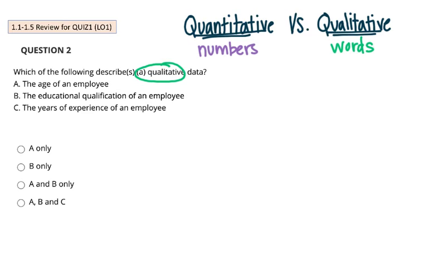Well, look at the first one. Age is a number, so it is not qualitative. Educational qualification, that means things like bachelor's, master's, which is a word. This is a word, so it is qualitative. Years of experience, again, I have 5 years experience, I have 10 years experience. Those are numbers. So actually, the qualitative data is only choice B.